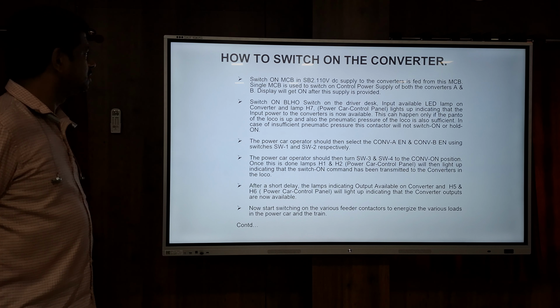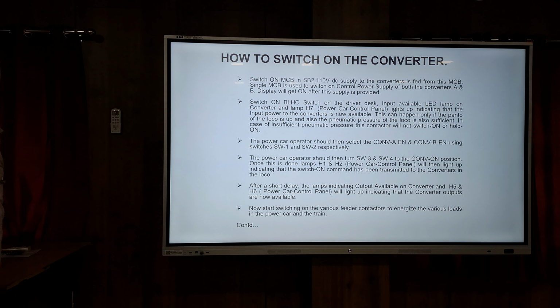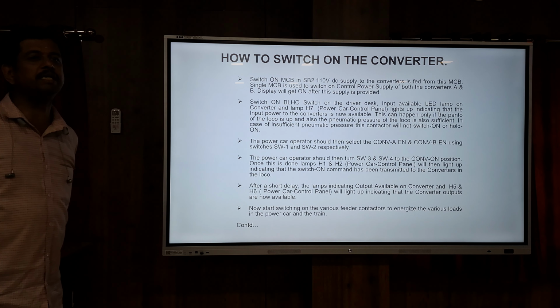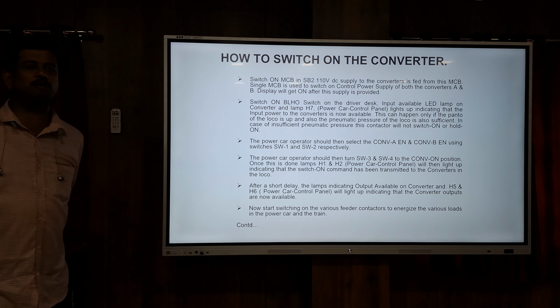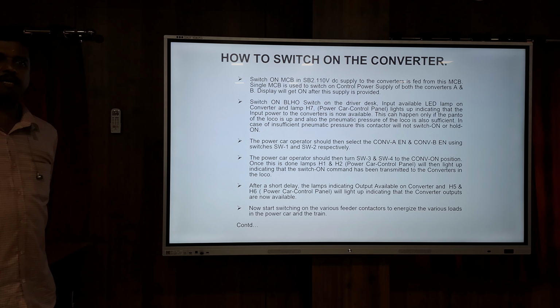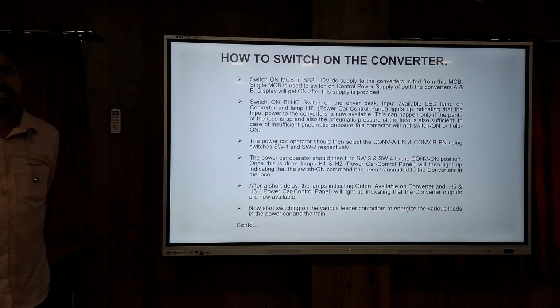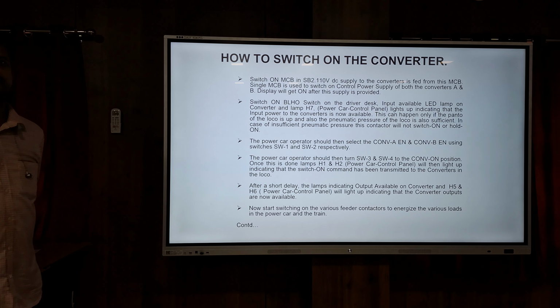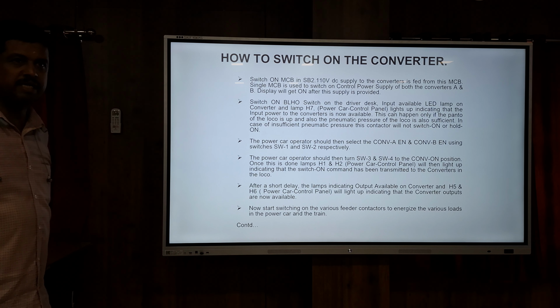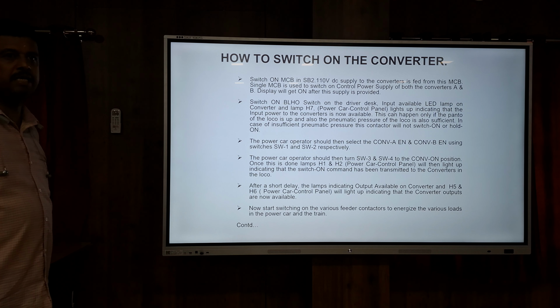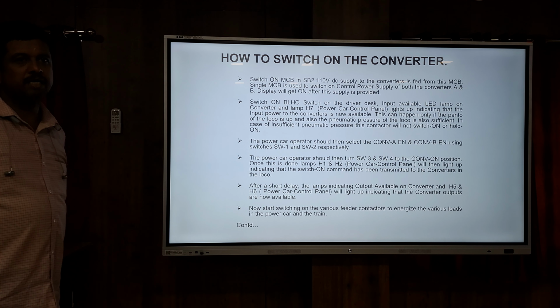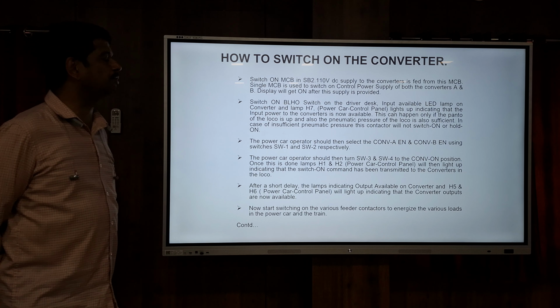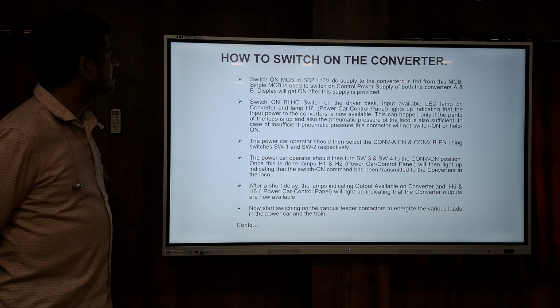Switch on BLHO. There is a switch in the panel, BLHO. When the switch is on, there is a lamp in the panel, LSHO, that also will glow. That gives indication to the loco pilot that the hotel load from our side is ready, that is, the converter from the loco is ready and the power car staff can take the power from the locomotive. For that indication, one yellow color lamp is there in the A panel. Its name is LSHO lamp and its operating switch is BLHO.